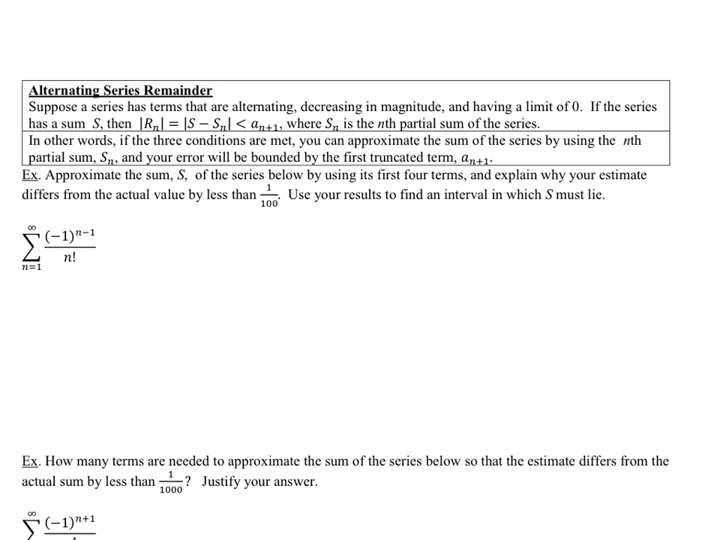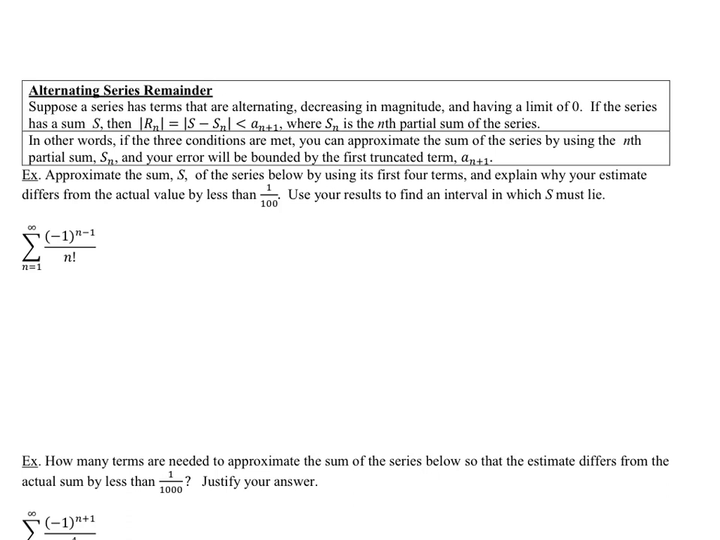So this is one that's specifically related to the alternating series, but it's kind of cool, and it's not difficult. It requires some numerical computation, but nothing too earth-shattering. Suppose the series has terms that are alternating, decreasing in magnitude, having a limit of 0, aka a converging alternating series. If the series has a sum that we call S, then this would be the relationship that holds true. But this is the important piece.